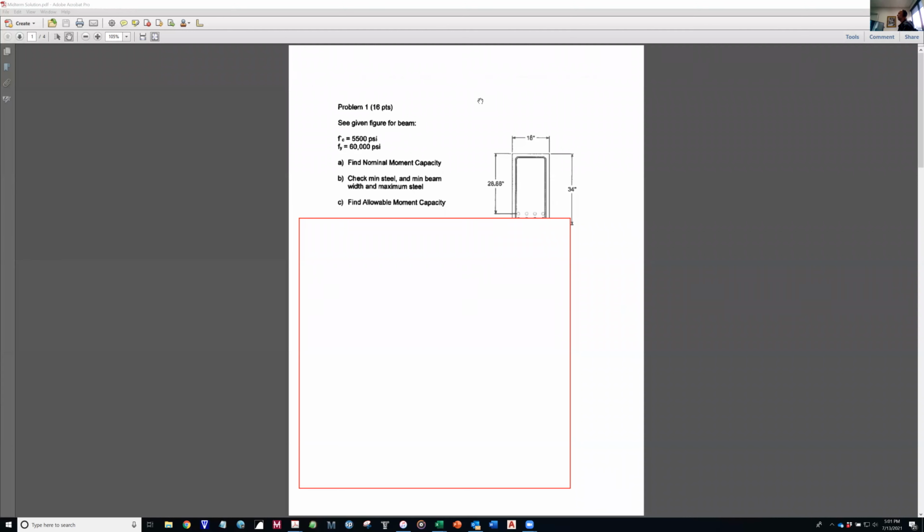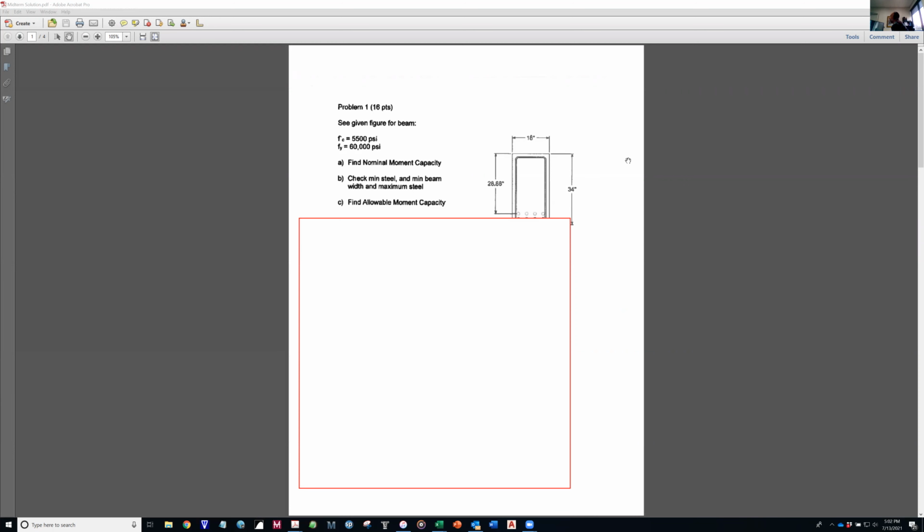All right, so let's just start with problem number 1. See the given figure for the beam. I gave you the strength of concrete and the yield strength of the rebar. And I asked 3 things. Find the nominal moment capacity. Check the minimum steel, minimum beam width, and maximum steel for this particular beam. And then find the allowable moment capacity. So this is a classic analysis type problem.